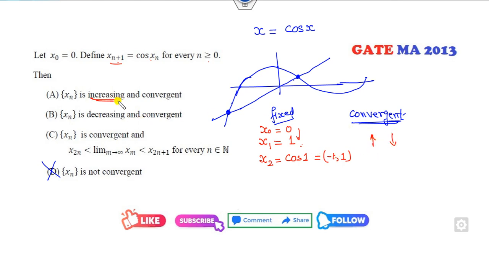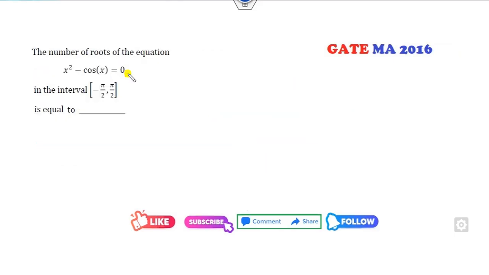So it is increasing always, cancel out. It is decreasing always, cancel out. It is increasing and the limit lies between even and odd. That's fine, because it is either increasing or decreasing. So that means C is the right answer of the problem.